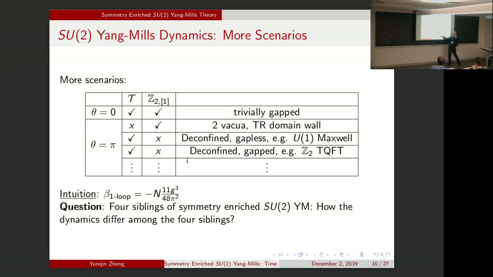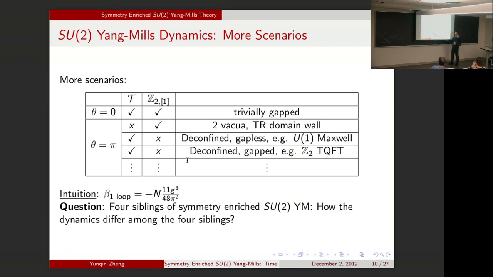Here, deconfinement means the spontaneous breaking of the Z2 one-form global symmetry. So the intuition behind why the SU(2) theory may possibly flow to deconfined phases is that if we compute the one-loop beta function for generic SU(N) Yang-Mills, we find that it's proportional to N. So when N is large, as we go to the infinite limit, the coupling constant grows fast. So the smallest possible N is N equals 2.